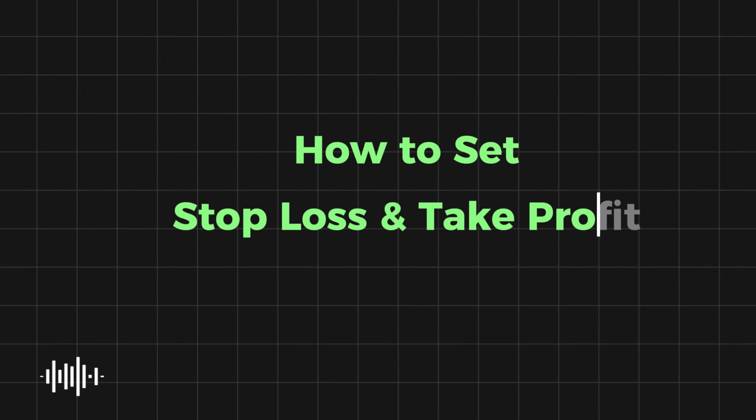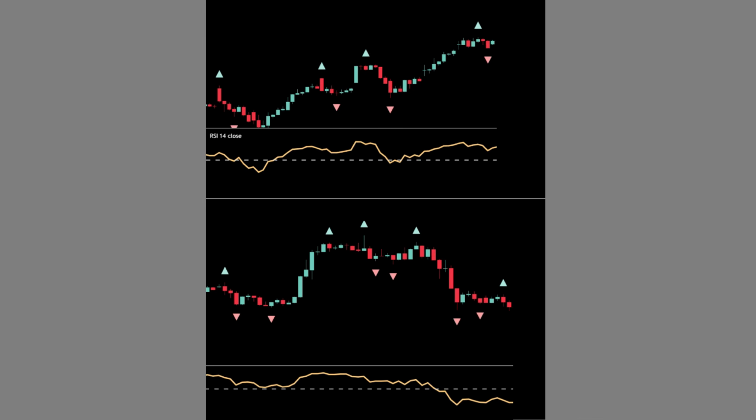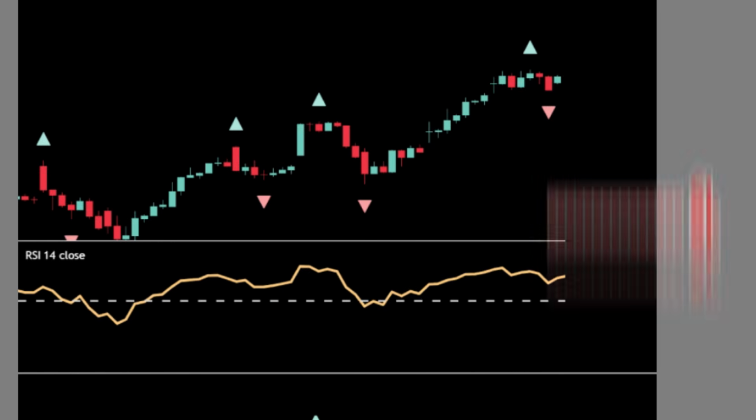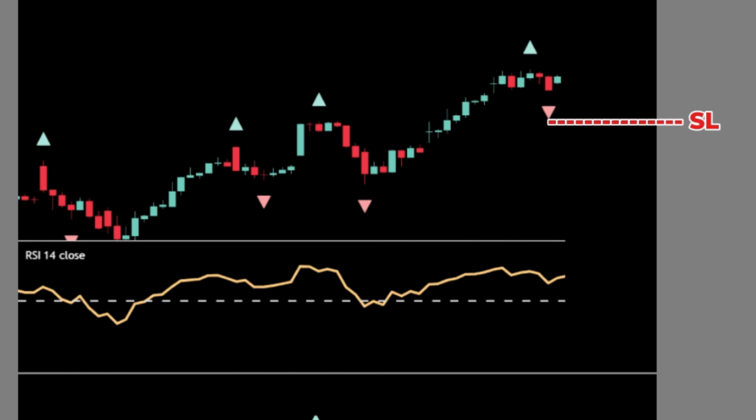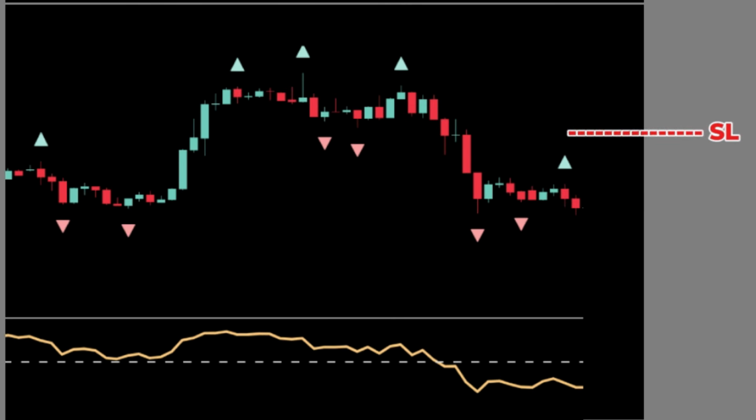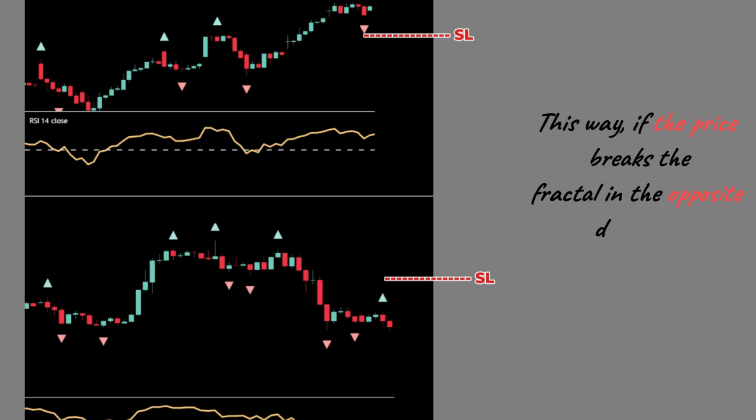How to set a stop loss and take profit. After entering a trade with fractal on RSI, the next step is risk management. For a stop loss in a buy trade, place it just below the fractal candle. In a sell trade, place it just above the fractal candle. This way, if the price breaks the fractal in the opposite direction, you exit quickly with a small loss.